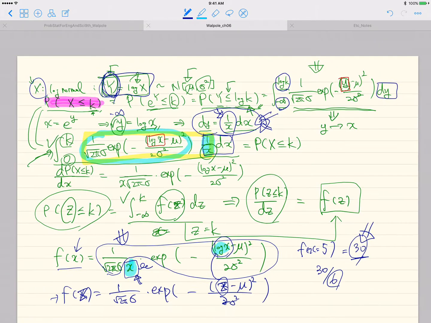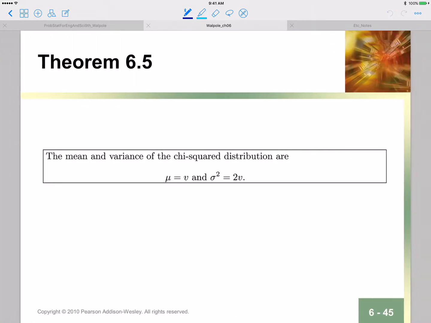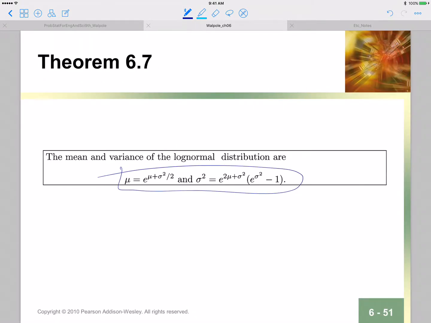Okay, so that's it for the log-normal distribution, and its mean and variance are represented here. Also, you don't need to memorize these because I will provide cheat sheets for most of the density function definitions and also their mean and variance. The cheat sheets that you will have during your exam are posted online on Blackboard.